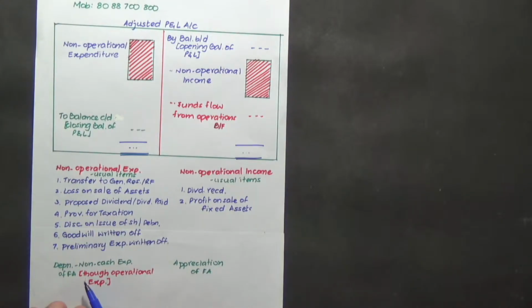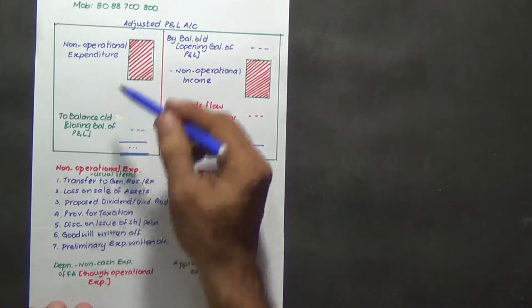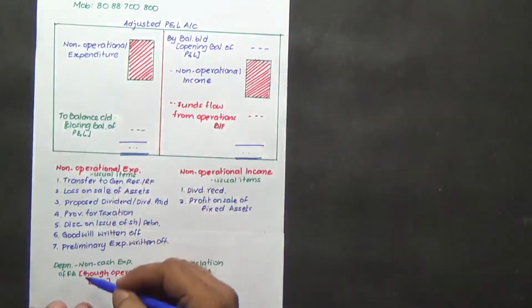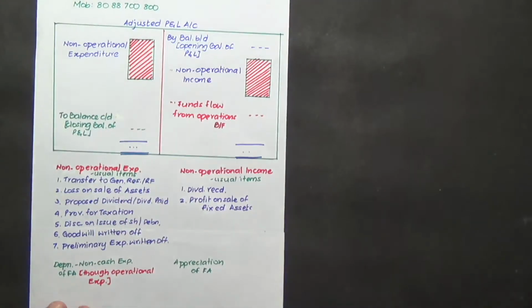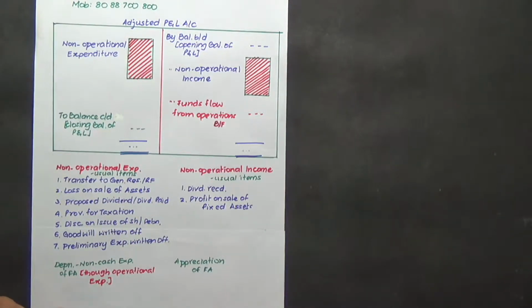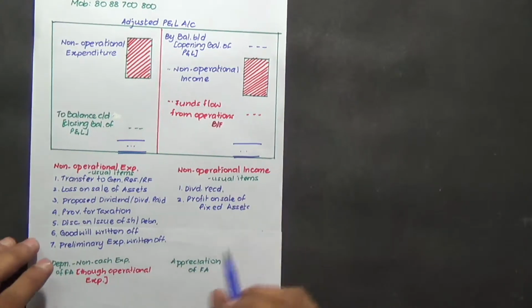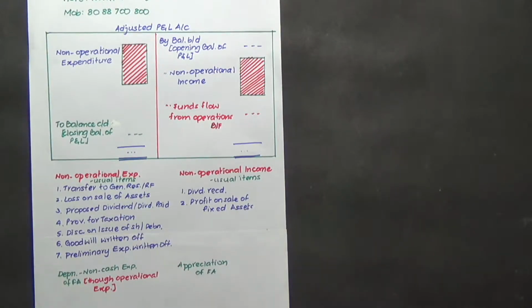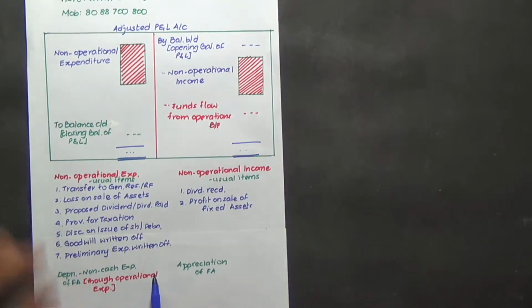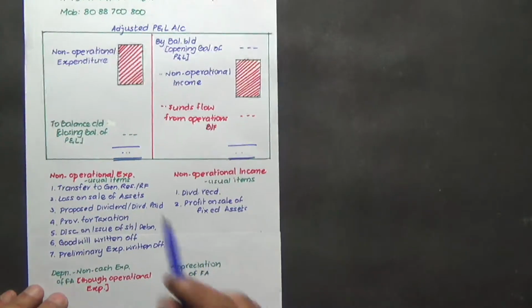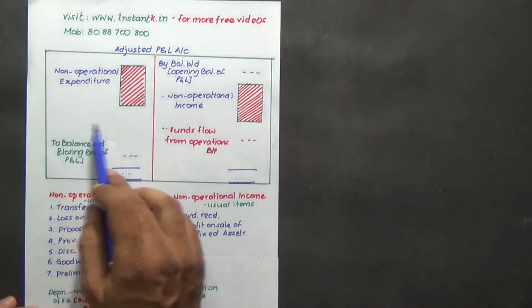Though depreciation is an operational expenditure, depreciation on fixed assets is a non-cash expenditure. Hence it is taken here, on the debit side. For depreciation, you don't cut a check and give it to someone. All other items of expenditure in P&L, you're going to cut a check and give to a person. Depreciation is the one item where you don't cut a check. There's no cash outflow. It's called non-cash expenditure. That's why it comes here.